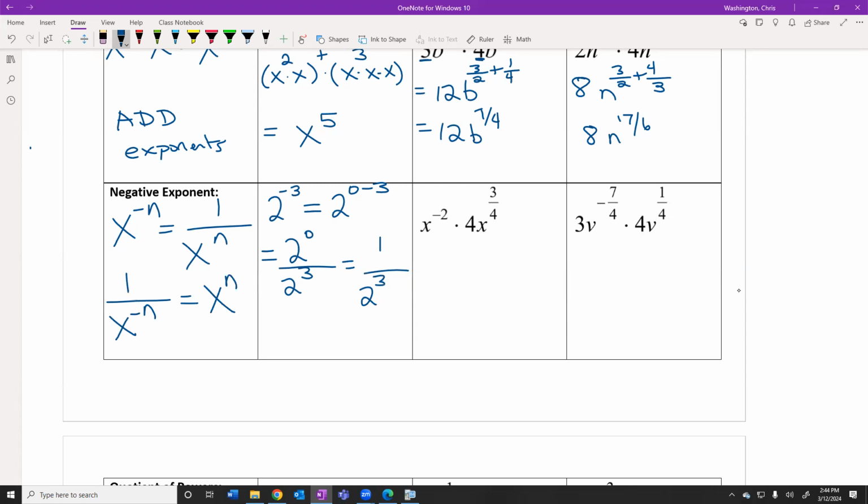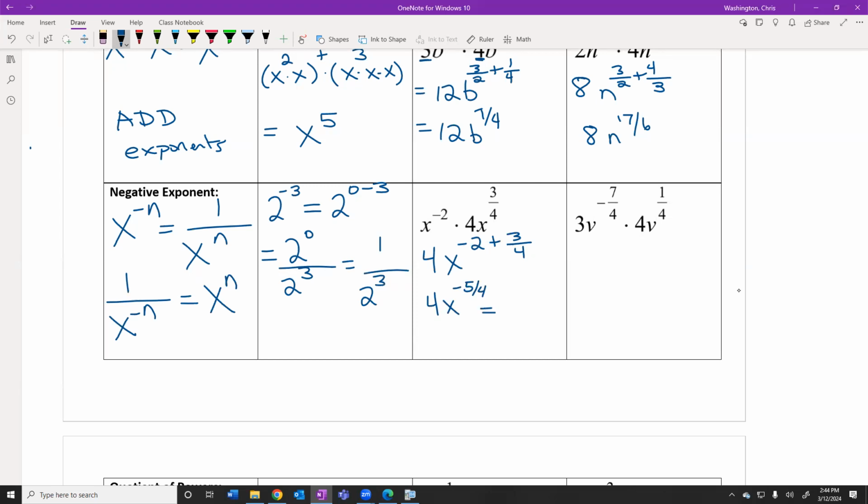So if we were to take a problem like x to the negative 2 times 4x to the 3/4, we would get 4x to the negative 2 plus 3/4. We would add the negative 2 and the 3/4 together using that property that we just learned a few minutes ago. That's going to be negative 8/4 plus 3/4, find a common denominator, which is negative 5/4.